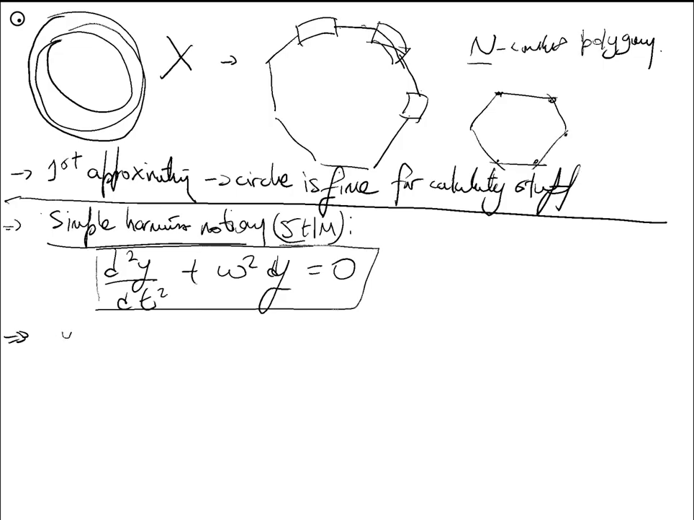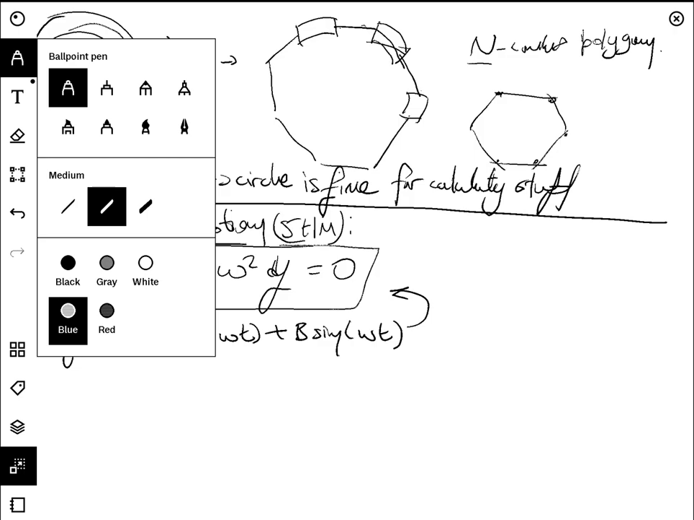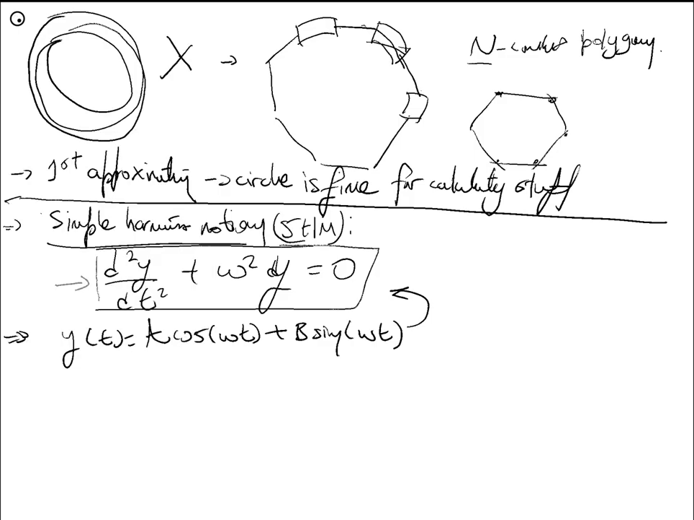And to solve this, you just assume a solution that depends on time: some constant A cosine omega t plus some constant B sine omega t. If you plug this in here, you're going to find out that this is the correct solution that you guessed, because it will satisfy that equation. But we're not done here, obviously, because we don't know what A is, we don't know what B is, and that's where the initial value problem comes in.